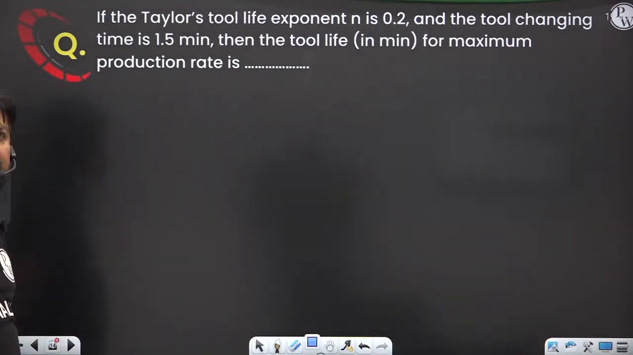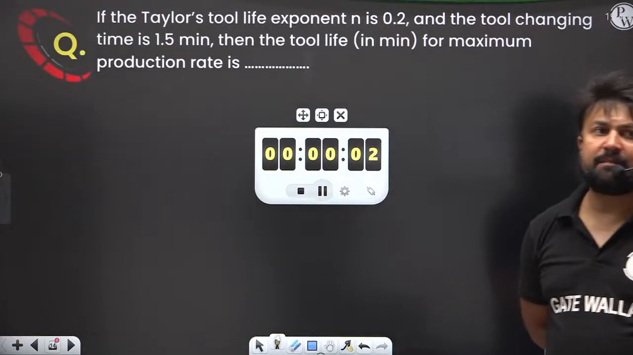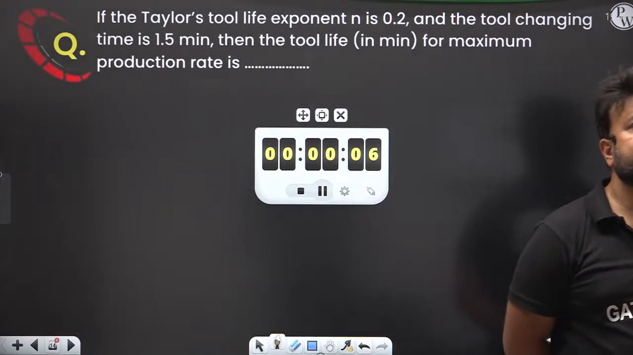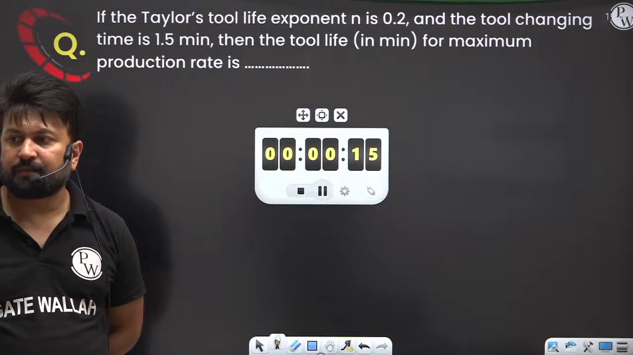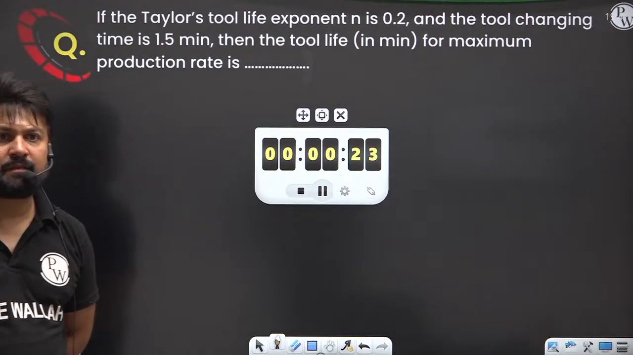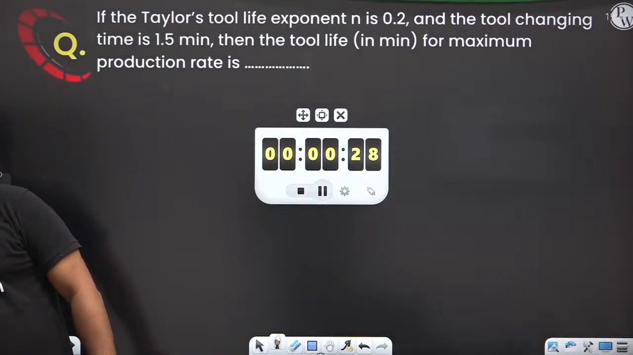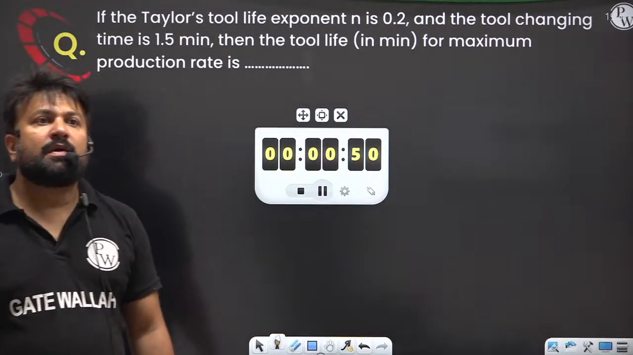Yes, please. If the Taylor's tool life exponent is 0, start the watch. Please solve this question.